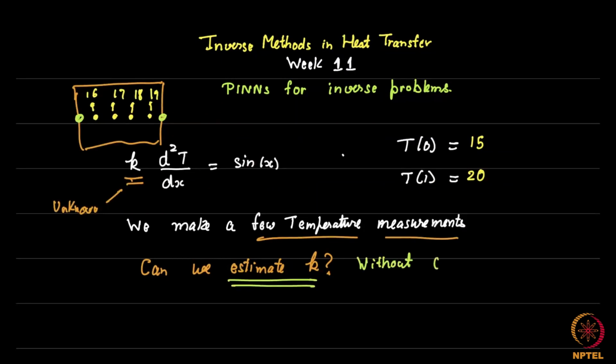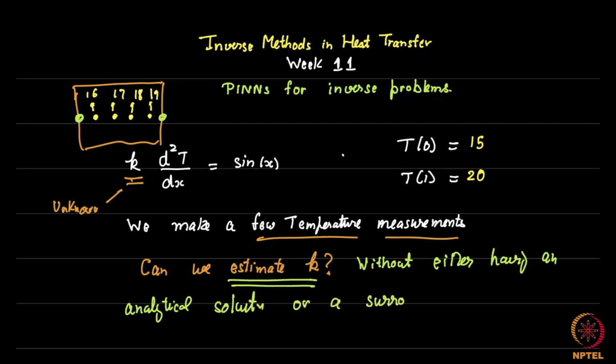here is the catch, either having an analytical solution or a surrogate model. Now, what do I mean by this? Suppose I have an analytical solution. Let's say the actual analytical solution for this happens to be T equal to, let us say, minus sin x or something of that sort.